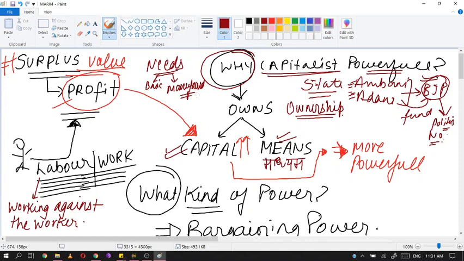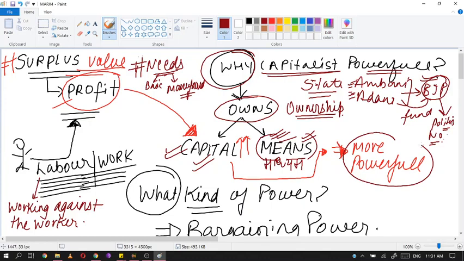Now you are owning capital. You are owning means of production. Means of production will only fulfill your needs. Your need will get fulfilled only when capitalist allow. He is in control of the means. See the power.